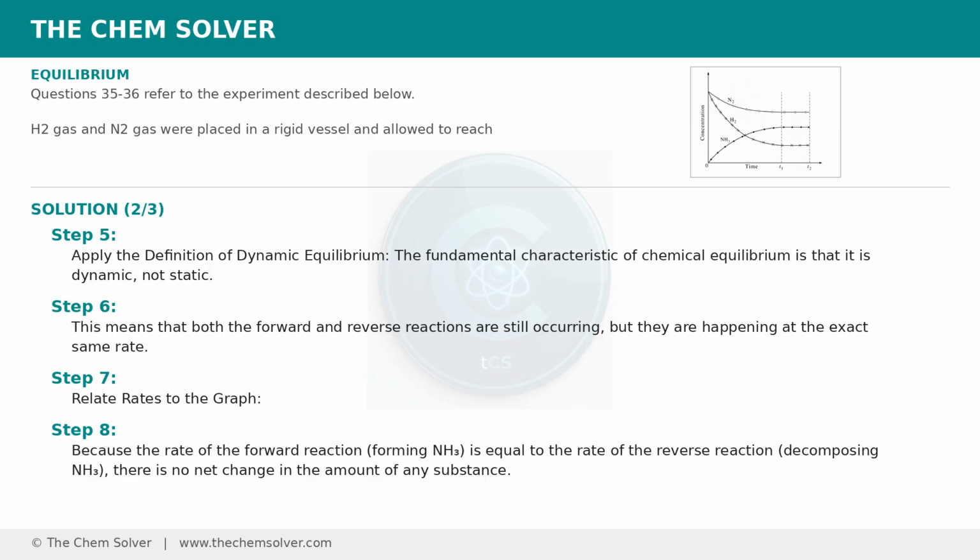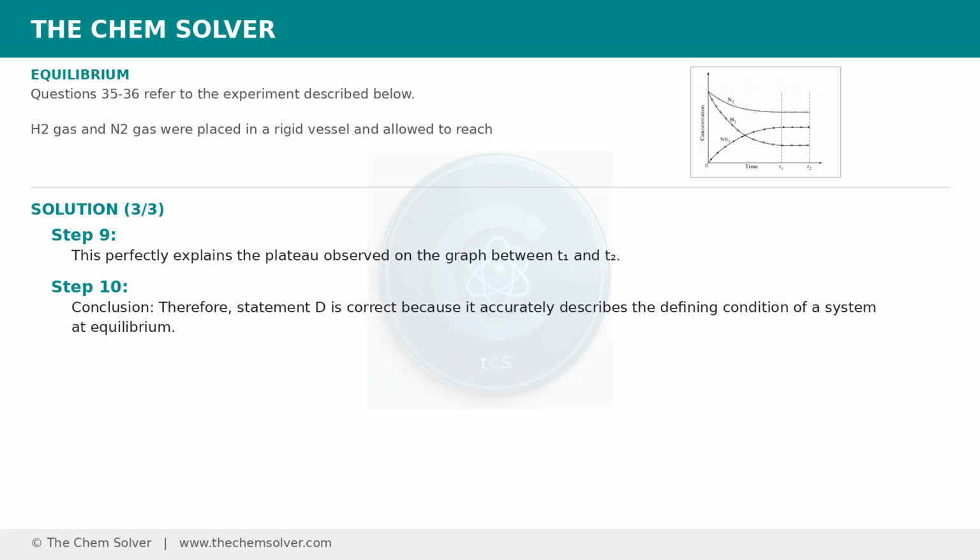Relate rates to the graph. Because the rate of the forward reaction, forming NH3, is equal to the rate of the reverse reaction, decomposing NH3, there is no net change in the amount of any substance. This perfectly explains the plateau observed on the graph between T1 and T2.